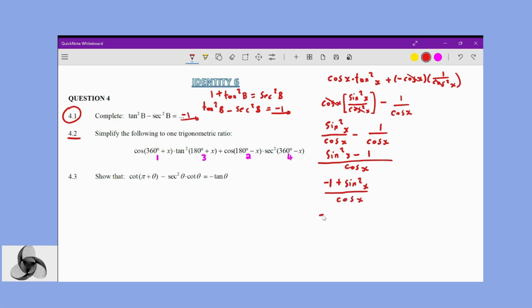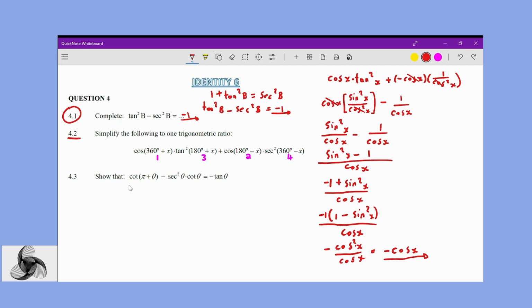And then you take out negative 1 as a common factor, or a negative sign as a common factor. You'll be left with 1 minus sine squared of x, all of this divided by cos x. And then 1 minus sine squared is an identity. 1 minus sine squared gives us cos squared of x, multiplied by this negative. You'll have negative cos squared of x, all of this divided by cos x, and then when you simplify, the final answer is negative cos x, and this brings us to the final answer of this question.